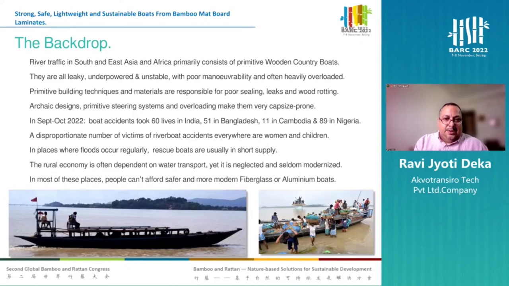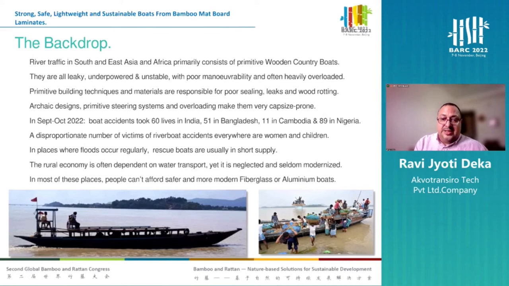So there have been more than 90 lives lost in India, 51 in Bangladesh, 11 in Cambodia, and 89 in Nigeria, which in only two months is the number of deaths caused by river accidents in these primitive boats. A disproportionate part of these victims are women and children. Plus, the rural economy, which is not really looked upon very much, is very dependent on river boats all across the world. But they're hardly ever modernized. Nobody's ever bothered about it.